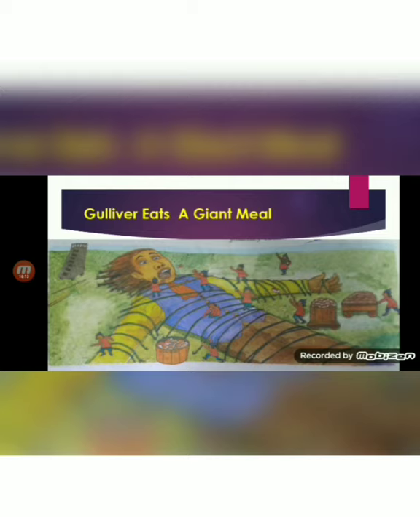Okay, so the Lilliputians were shocked. What is this? My goodness, he's eating so much and so quickly. So the Lilliputians were no longer afraid. They were a little bit comfortable with Gulliver because he was getting friendly with them.